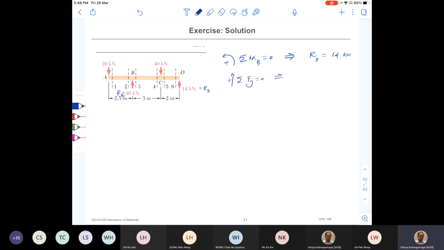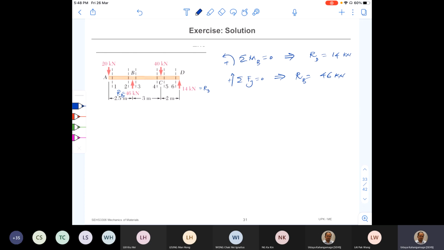From this one, you should be able to find out RB. The value is 46 kilonewton. So you do that calculation. I know that you can do it now. Okay. So knowing those two, then we can simply draw our shear force diagram and bending moment diagram. Just to guide you through a little bit.